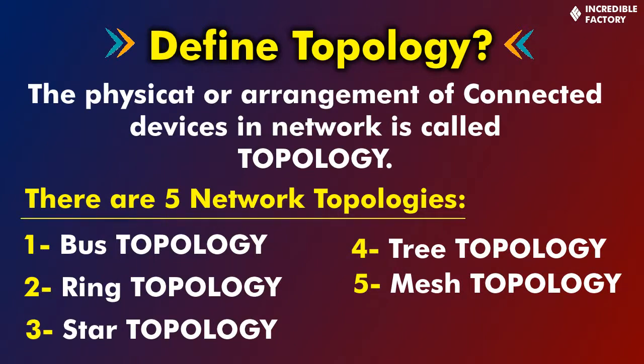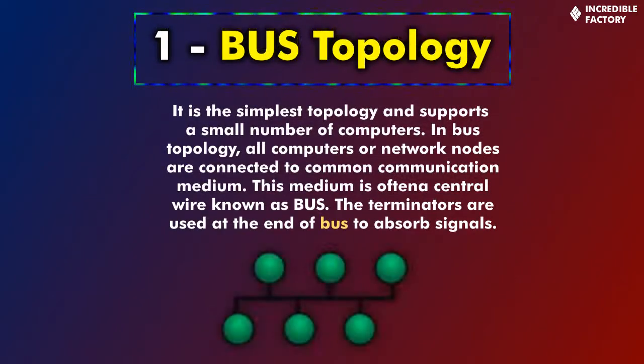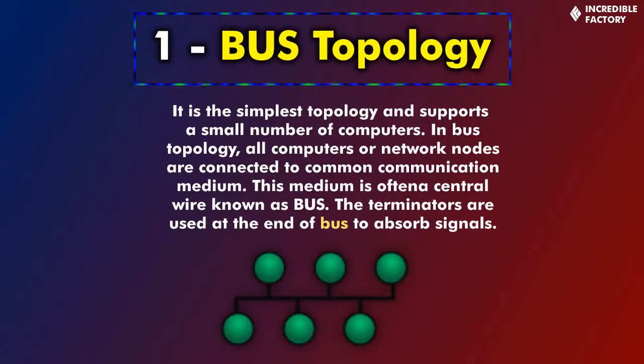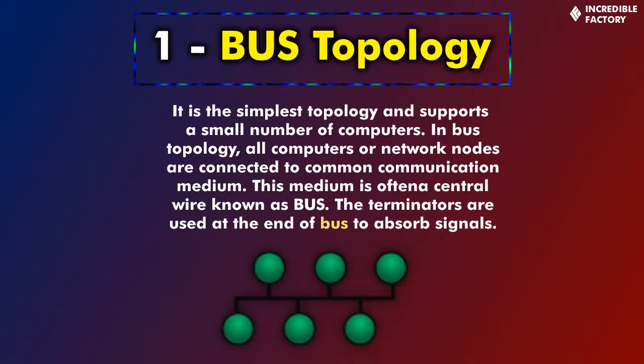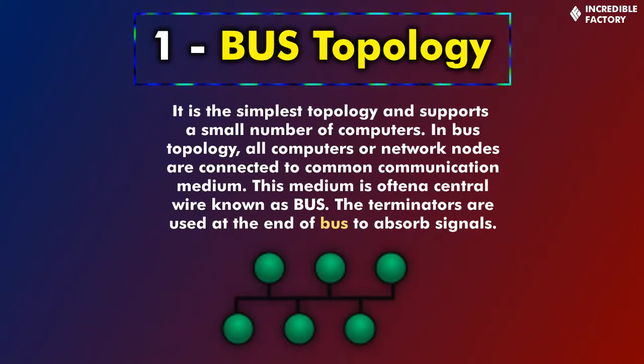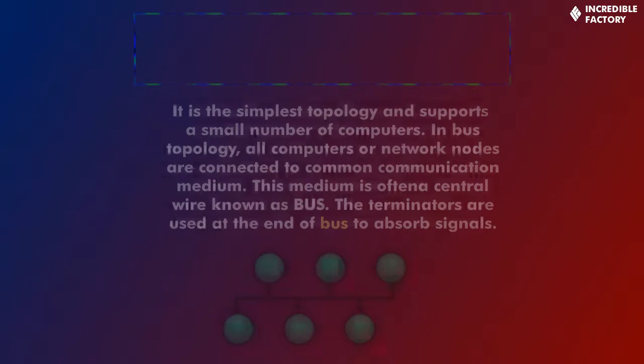The first network topology is a bus topology, which is the simplest topology and supports a small number of computers. In bus topology, all computers or network nodes are connected to a common communication medium. This medium is often a central wire known as the bus. Terminators are used at the end of the bus, and their main function is to absorb the signal.